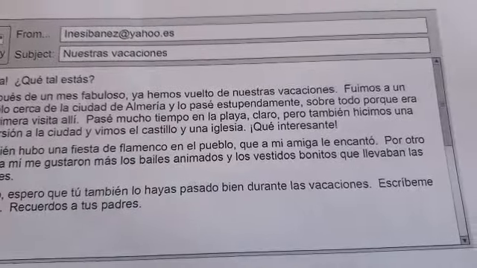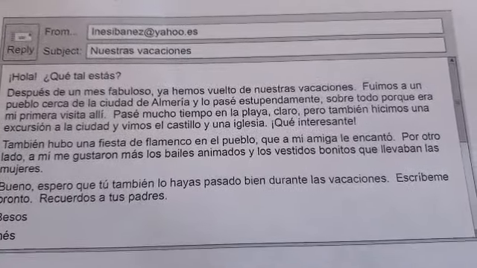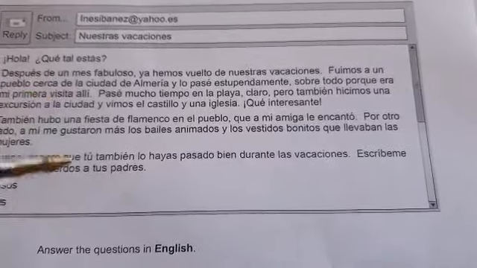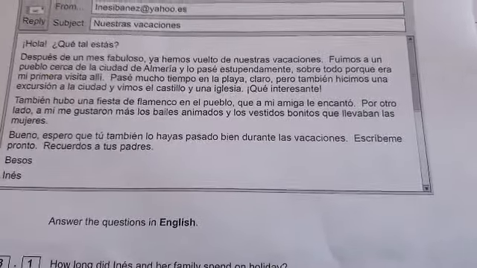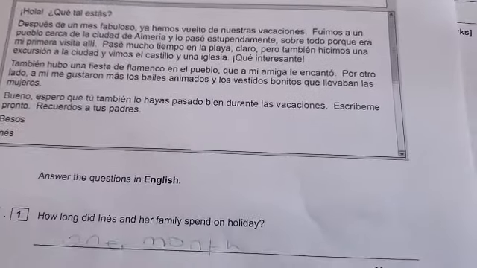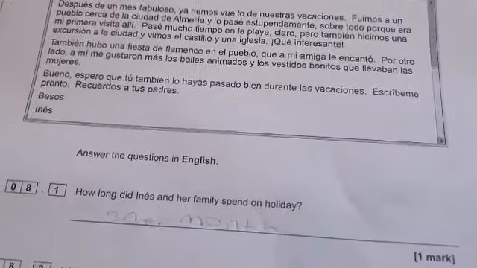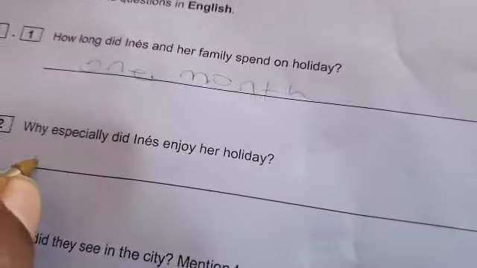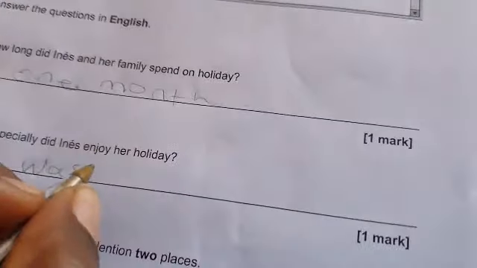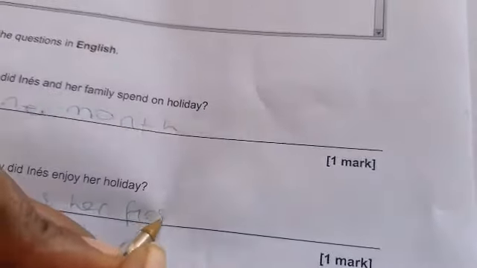Sobre todo, above all, especially because it was my first time there. So, why especially? Because it's saying above all. Yeah. So, especially because it was her first visit there. So you're going to put it was her first visit there. So it was extra special to her.